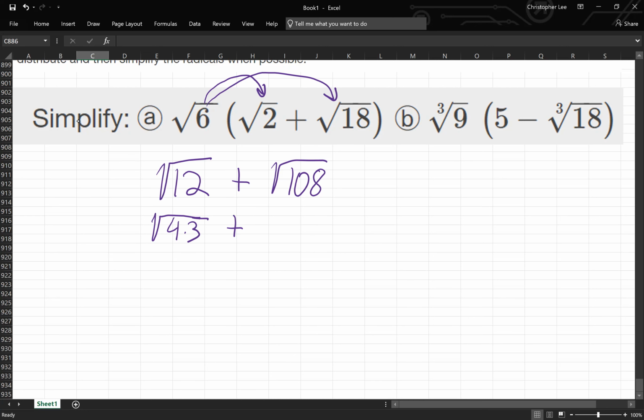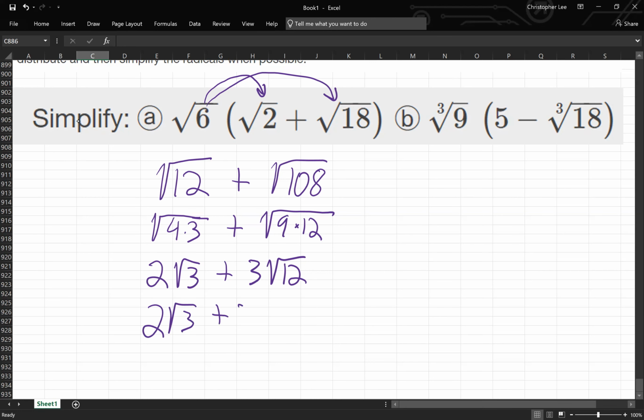What's a perfect square that goes into that? You don't have to do it all at once. You could give me something small like square root 9 times 12, and then we could just take it from there. So this becomes 2 square root 3 plus 3 square root 12. And then just break down the 12 again. Ain't nothing wrong with that. So this becomes 2 square root 3 plus 3 times square root 4 times 3. And the square root of 4 we know is 2. So 2 square root 3 plus 3 times 2 square root 3.